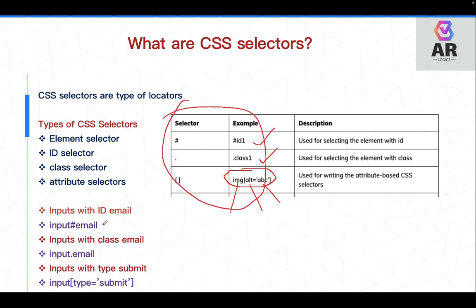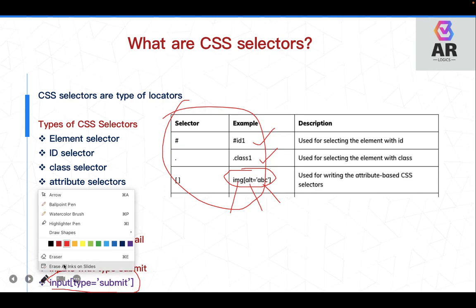Suppose the ID is email: input tag name, hash, email. We don't want to write ID, just simply hash. If it is an ID, you can use hash. If it is a class, we can use dot. That's it. For the remaining things, like input type submit, use tag name and attribute value. Very simple. We can write it in the practical session.